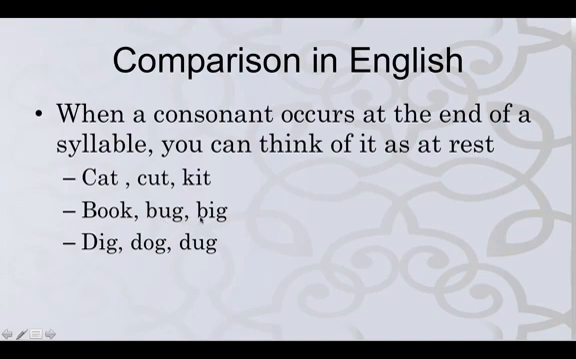Bug. Big. Dig. Dog. Dug. In this case, the G's are at rest, but the D is moving. The B is moving, but the K is at rest in book. In bug, the G is at rest, but the B is moving. In big, the G is at rest, but the B is moving with the I. You can think of it that way.